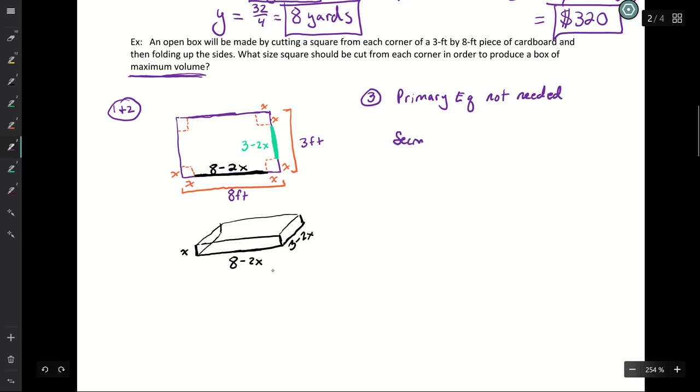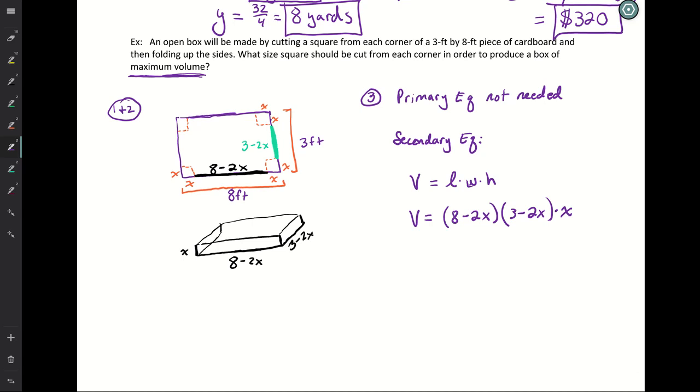So my secondary equation needs to be the thing that I'm trying to maximize or minimize. So here we notice we're trying to maximize the volume, so this needs to be a volume formula. So the volume for a box is length times width times height. So we're going to say V equals, let's say on this one we're letting the length be the 8 minus 2x. The width would then be 3 minus 2x. And the height would end up being just x. All right, so we've got that.